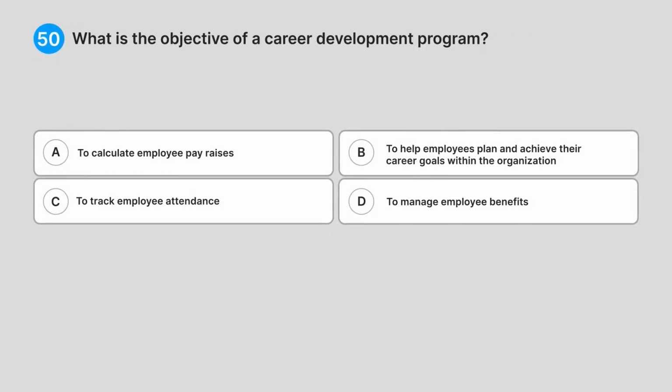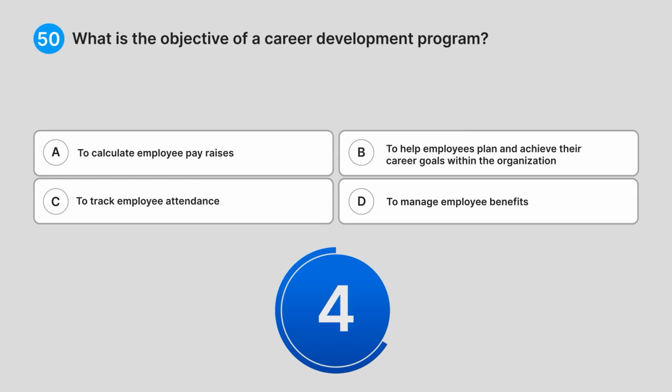50. What is the objective of a career development program? A. To calculate employee pay raises. B. To help employees plan and achieve their career goals within the organisation. C. To track employee attendance. D. To manage employee benefits. Do you know the answer?